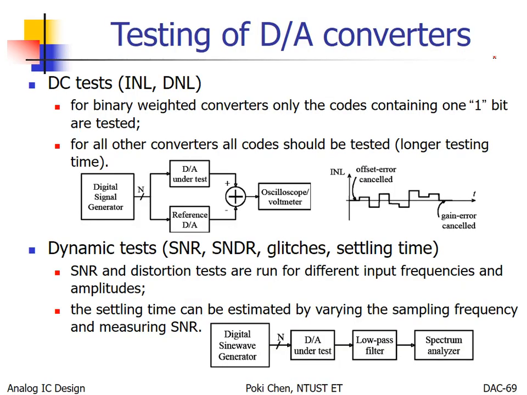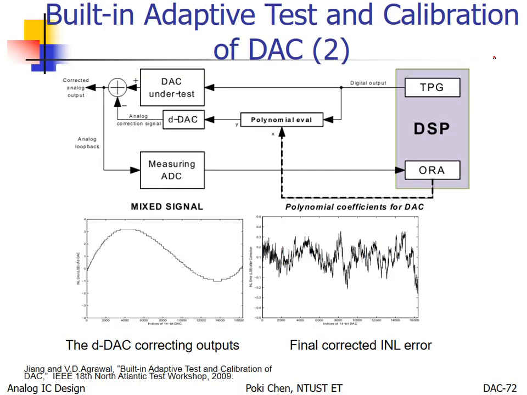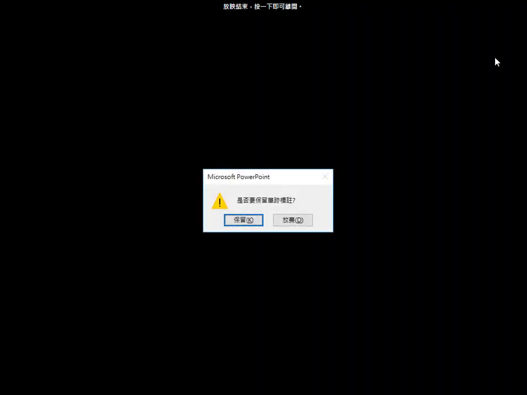And how to test it? A piece of cake, just do it by yourself. And this is the end of DAC. Next week, we can focus on ADC. Such simple papers, read them by yourself. If you have any question or any problem, just contact me next week. Okay, to the end.